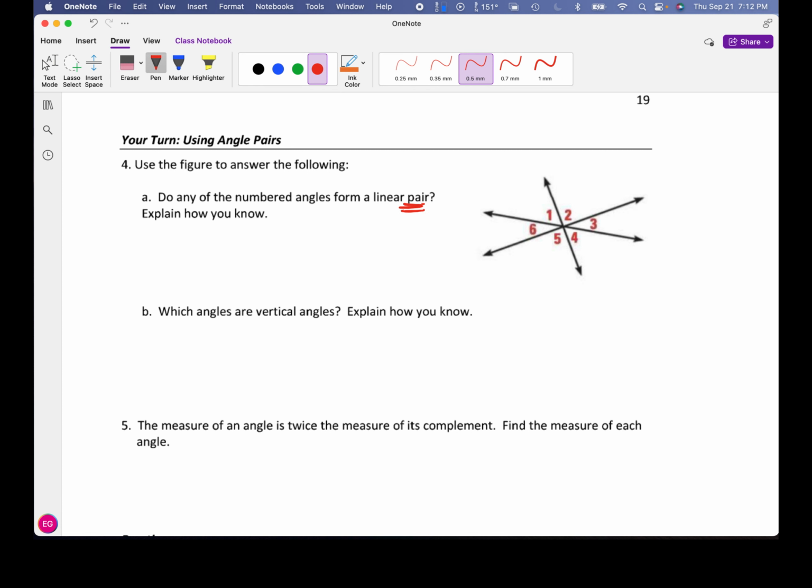So the key word there is linear pair, and we're going to say no, there aren't any, and that's because there's no pairs. So no pairs, key word, pairs, form a straight angle. And remember that that's what linear pairs do. They form a straight angle.